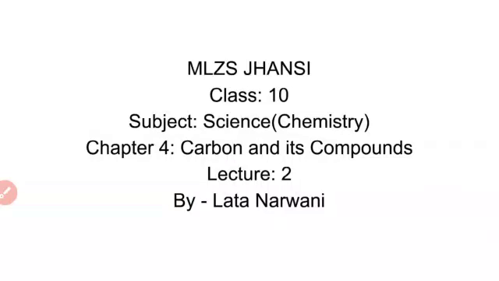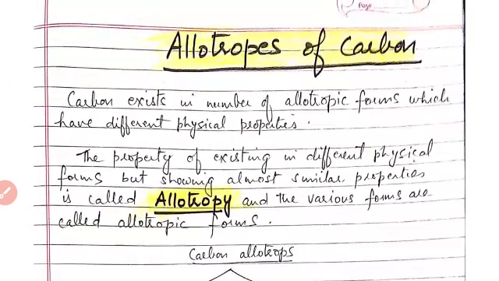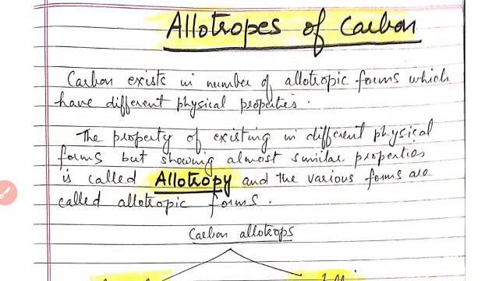Children, we are discussing the lesson Carbon and its Compounds. Today is the second lecture of this lesson. So our topic today is allotropes of carbon. What are allotropes and what is allotropy?